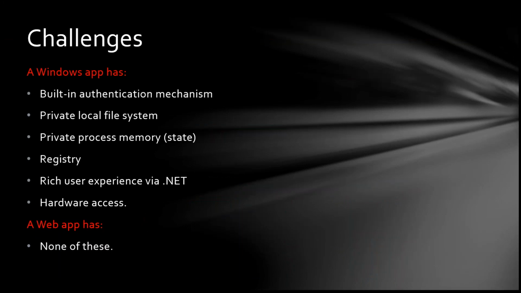What are the challenges in moving a Windows application to the web? Well, here are a few of them. For one thing, Windows has a great authentication model that's built in. You have both the user model in Windows with password as well as tight integration with Active Directory. So it's very easy to have a secure user authentication model when you build a Windows app. You have a private local file system on every Windows app that's available to it, both local machine as well as the network resources, and it's easy to read and write files from that file system.